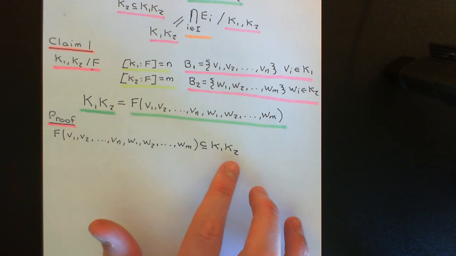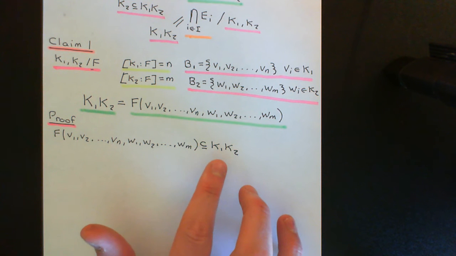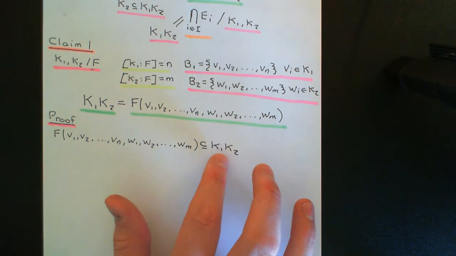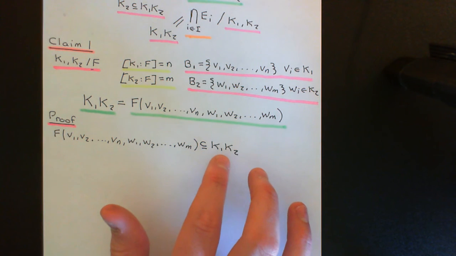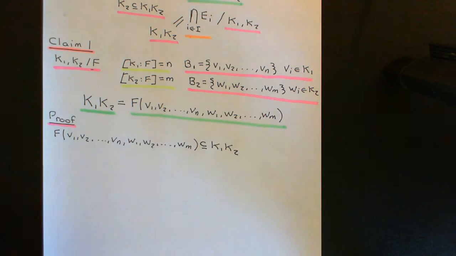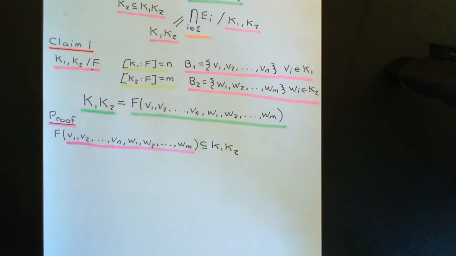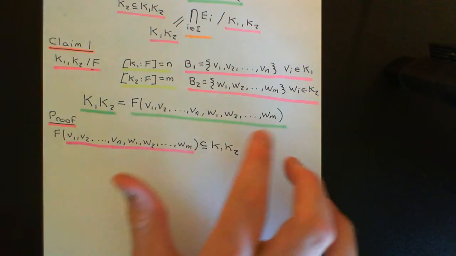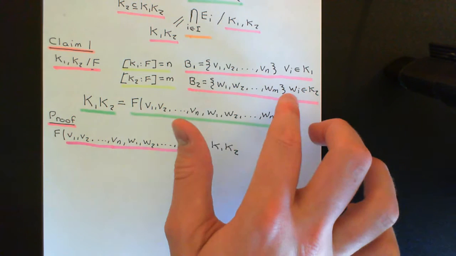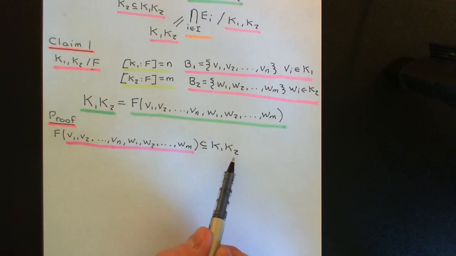The composite of K1 and K2 is going to have to be a field extension of F, because F is contained in both K1 and K2, and this contains both K1 and K2 by definition. Okay, so F is going to have to be contained in this, so this is a field extension of F. It's also going to have to contain all of these basis vectors here, so V1, V2, all the way up to Vn, W1, W2, all the way up to Wm, because all of these, as I've written here, are contained in the K's. So all the Vi's are contained in K1, and all the Wi's are contained in K2, and this has to contain K1 and K2.